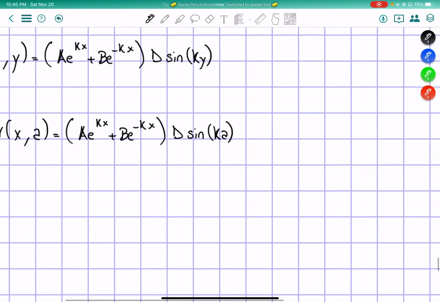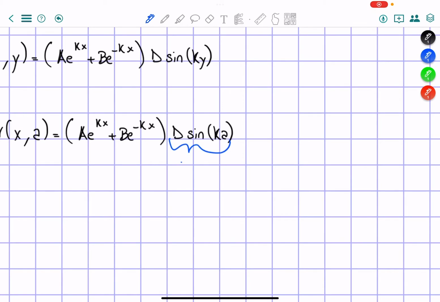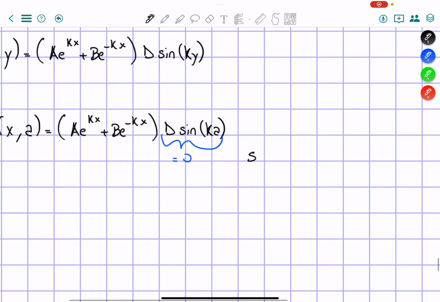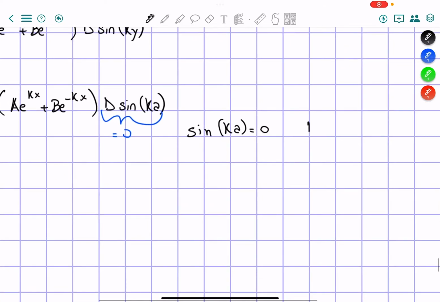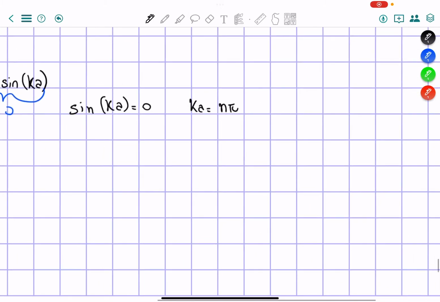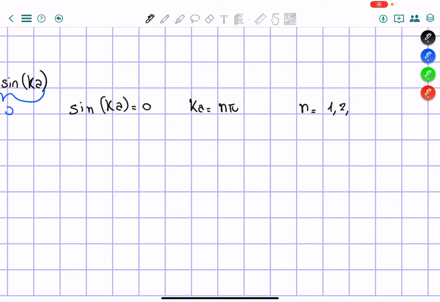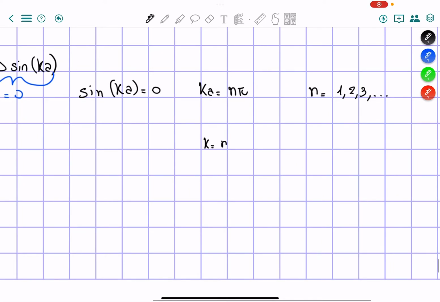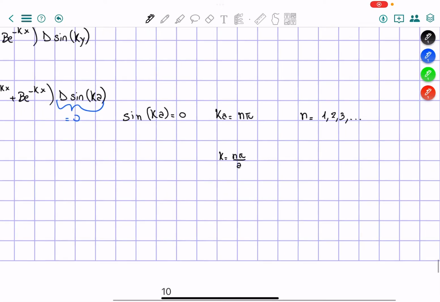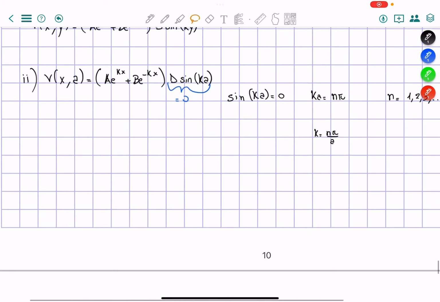And so the only way we can make it is by having this part equal to 0. And we know that d, well, let's avoid talking about d right now. So we know that the only way is to have sine of ka equal to 0. So ka has to be equal to a certain n times pi, with n equal to 1, 2, 3, and so on. So k in our case is going to be equal to n pi over a. So that is another thing that we get out of this equation.